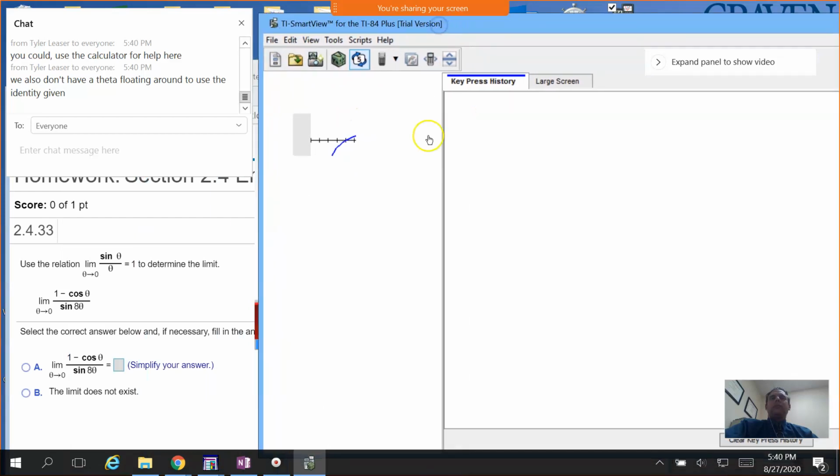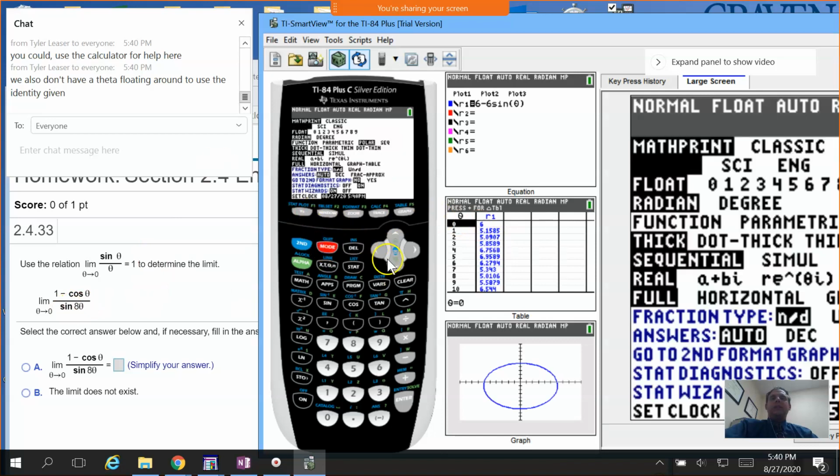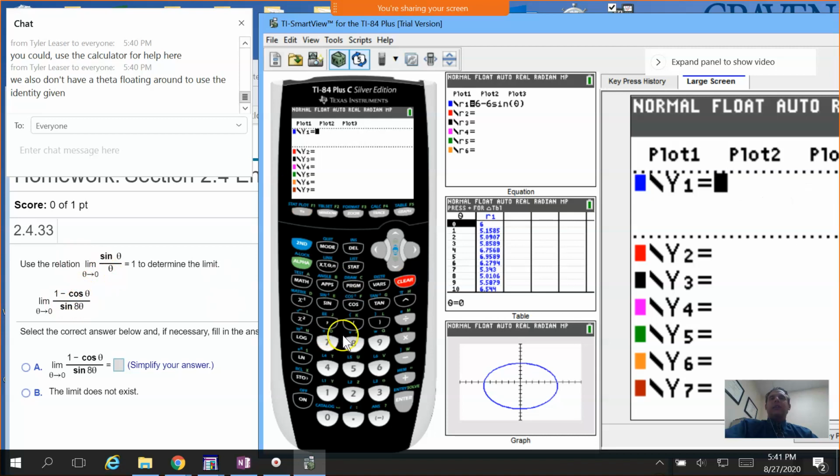As soon as this loads, I'm just going to plug in the graph that we have here. Oh geez, I'm in all kinds of weird things. Let me go back to function notation. Okay, and then we're just going to graph. So graphing this, 1 minus cosine theta divided by sine of 8 theta. Graph.